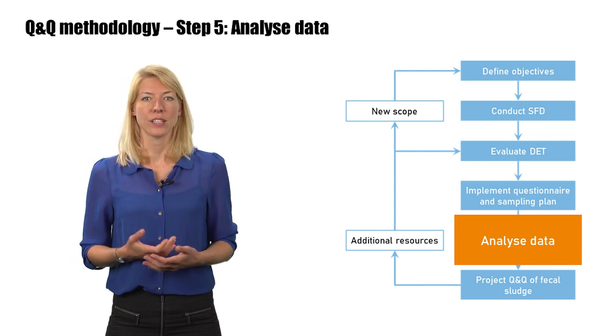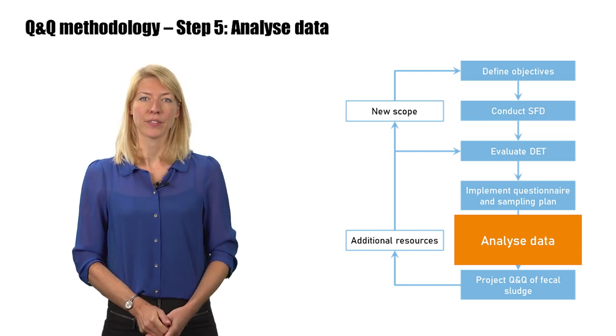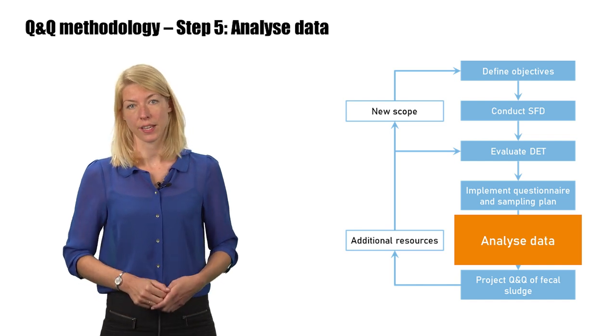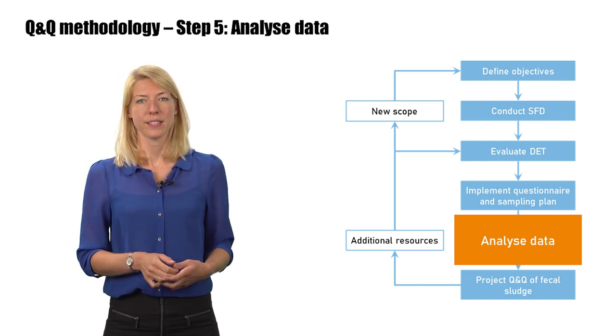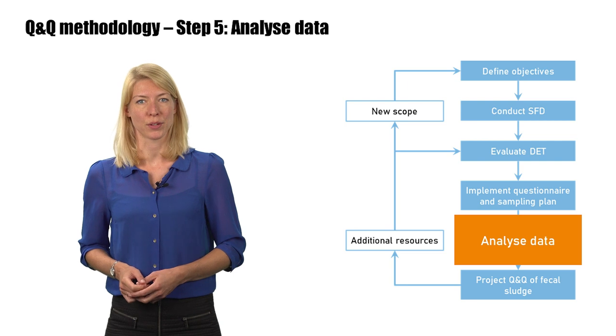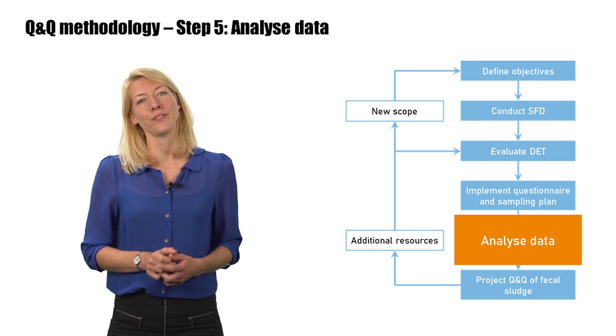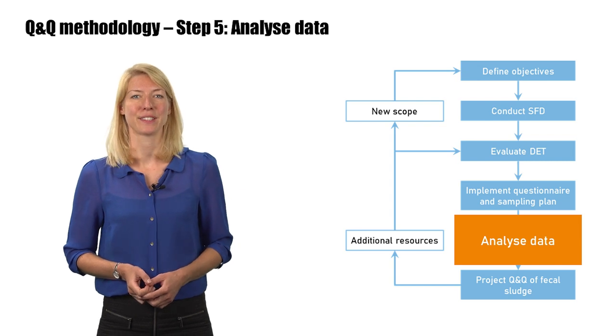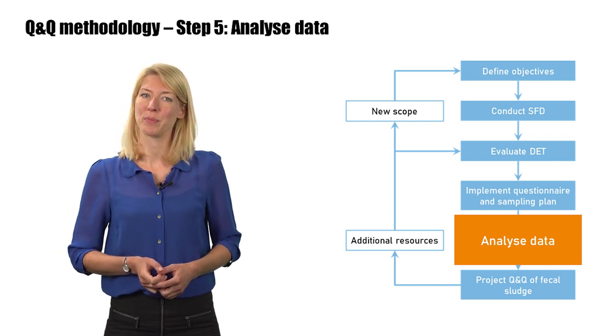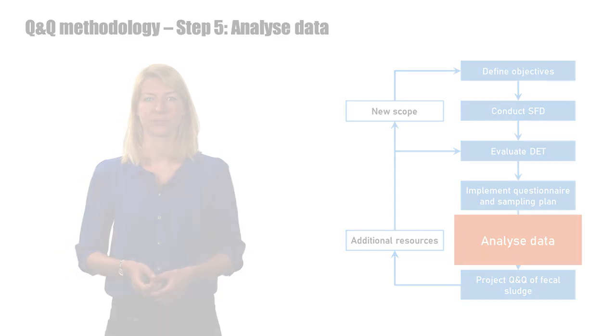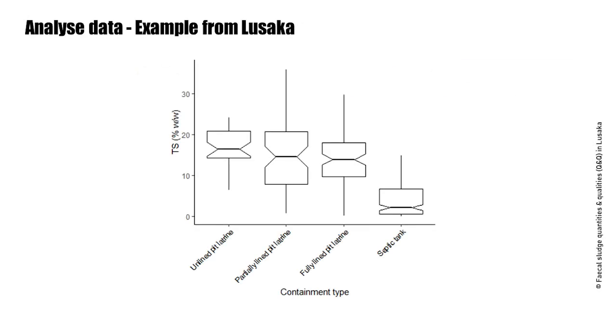Then, visually inspect for each parameter if there are categories of DET data that are different. This is most easily done using box plots, as I will show in the next slide. If needed, non-parametric statistical tests could help to confirm differences more certainly. This is an example of what data analysis could look like.